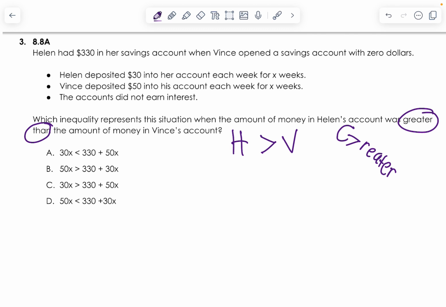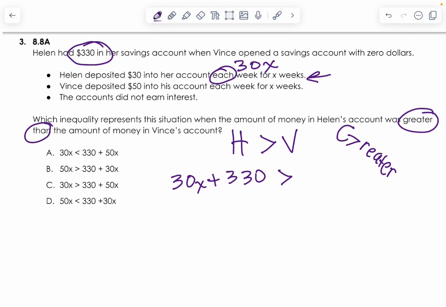So greater than. Let's look at what the equation for Helen would be. Helen already had $330 in her savings account, so she is starting with a positive $330. Now, her depositing each week, "each" is my multiplicative word. Each is multiplying, and I am multiplying 30 times each week. So she is multiplying $30 each week plus 330. And I know if I'm going to write my inequality this way, it needs to be open toward Helen's equation, because that's the one we're looking for to be greater.